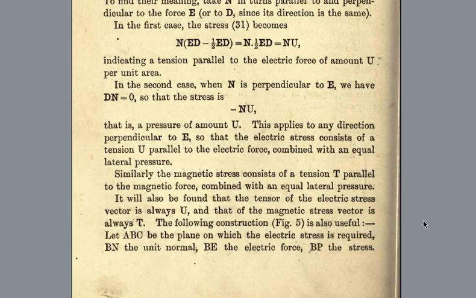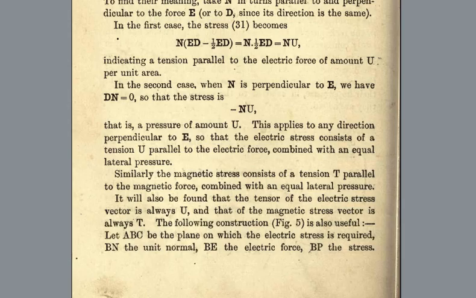This applies to any direction perpendicular to E, so that the electric stress consists of a tension U parallel to the electric force, combined with an equal lateral pressure. Similarly, the magnetic stress consists of a tension T parallel to the magnetic force, combined with an equal lateral pressure. It will also be found that the tensor of the electric stress vector is always U, and that of the magnetic stress vector is always T. The following construction, figure 5, is also useful.